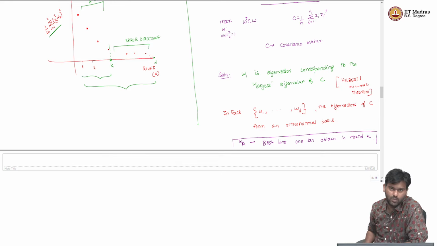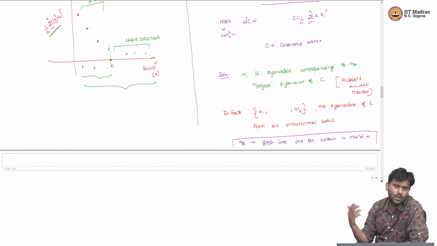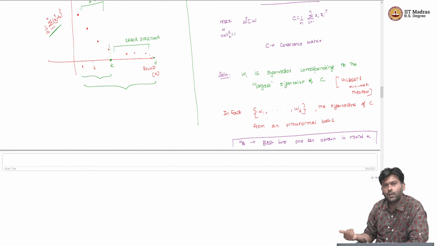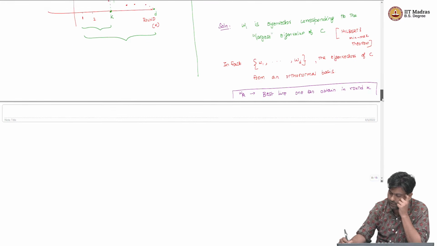That's also Hilbert's min-max theorem, but we can either understand it that way, or we can simply say that this is the line that you get in round k. Remember, the line that we got in round k will by definition be orthogonal to the previous lines, because the data set that we used was orthogonal to the lines that we derived in the previous rounds, by construction. Okay, fine.